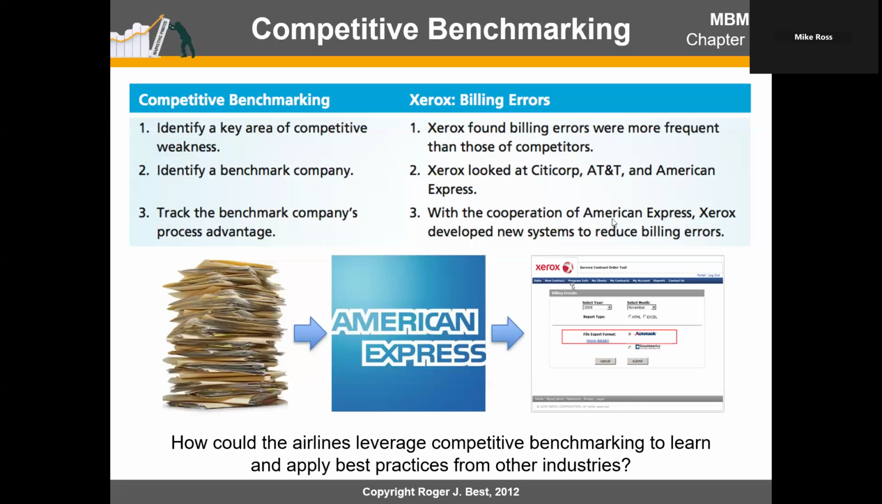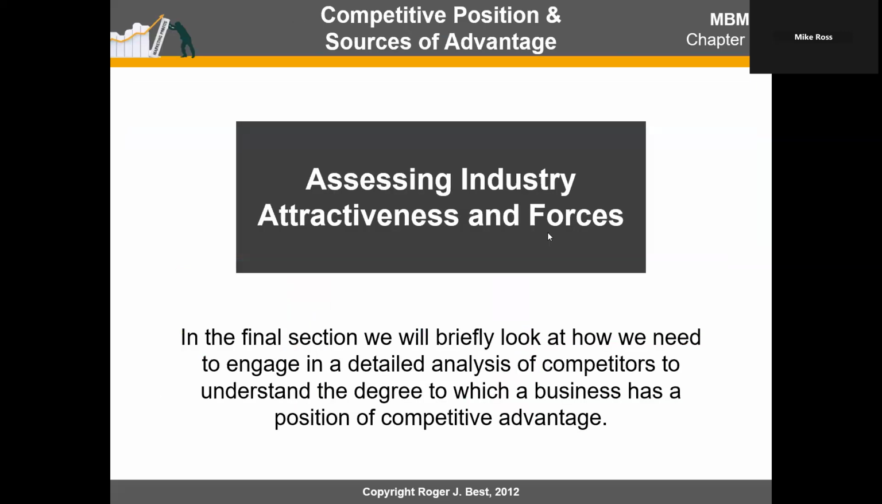And so you could see that I would maybe feel comfortable, if I'm a Xerox executive, going to my counterpart at American Express and saying, hey, we're struggling a bit on billing. We're not really obvious competitors. Would you be willing to share some of your business processes to be able to help us improve our performance within our own industry?